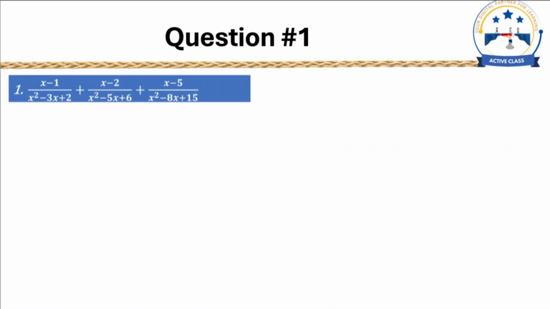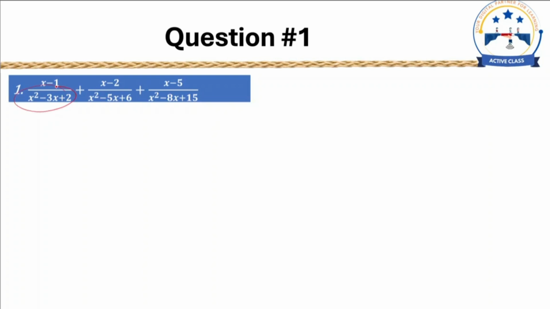Simplify these expressions. Do you remember the first step of the simplification? Yes. If possible, we factorize all the denominators and numerators. In this question, numerators are already in the simplest form, so no need to factorize them. But we can factorize all 3 denominators.